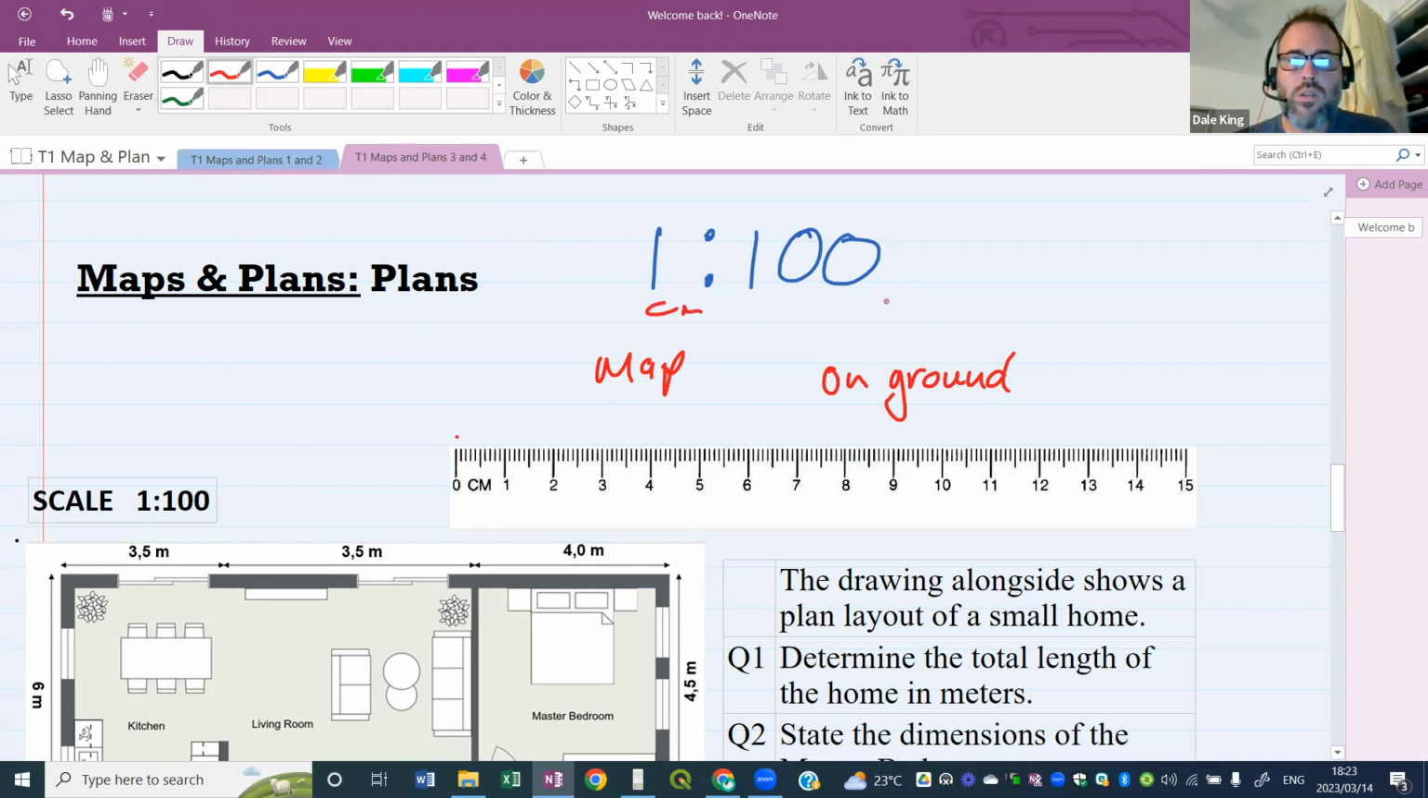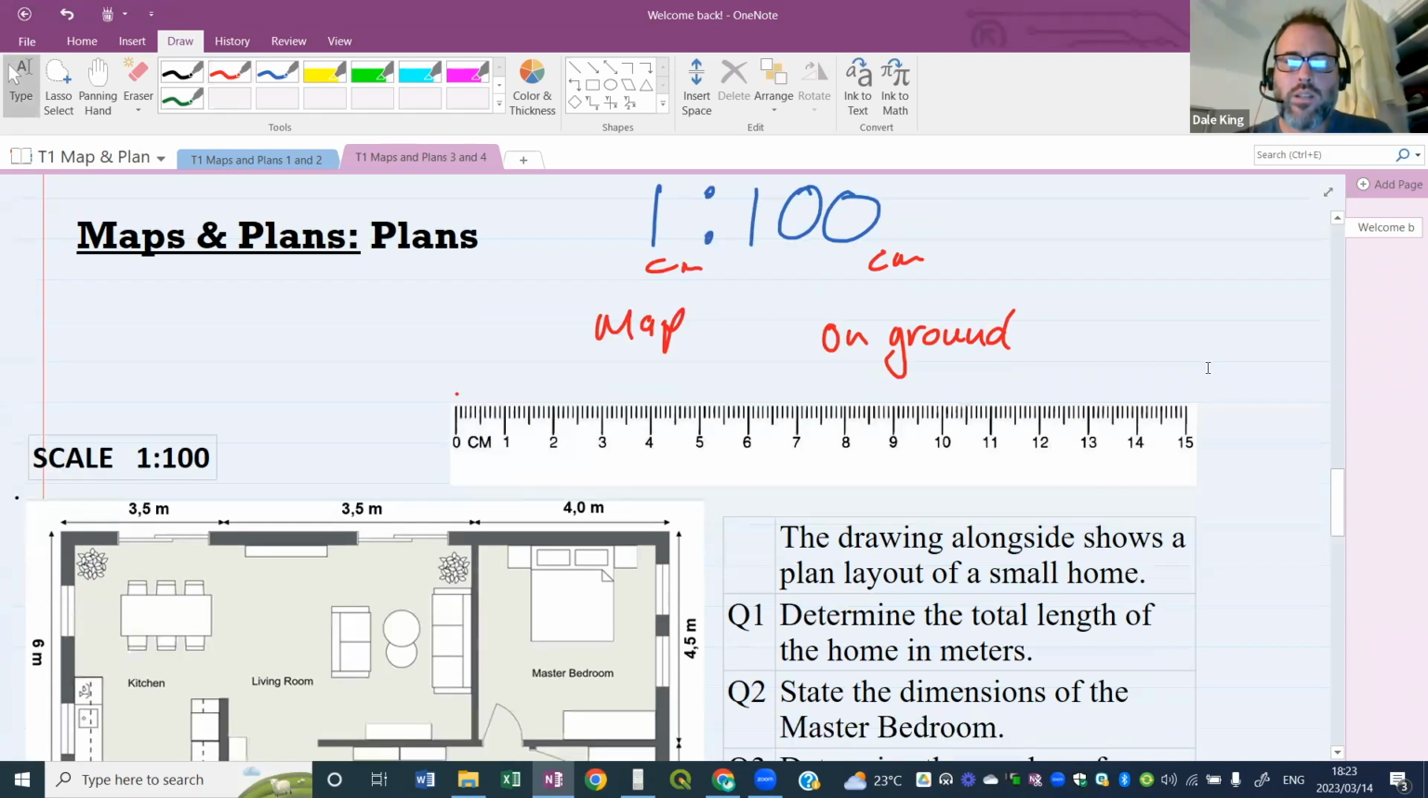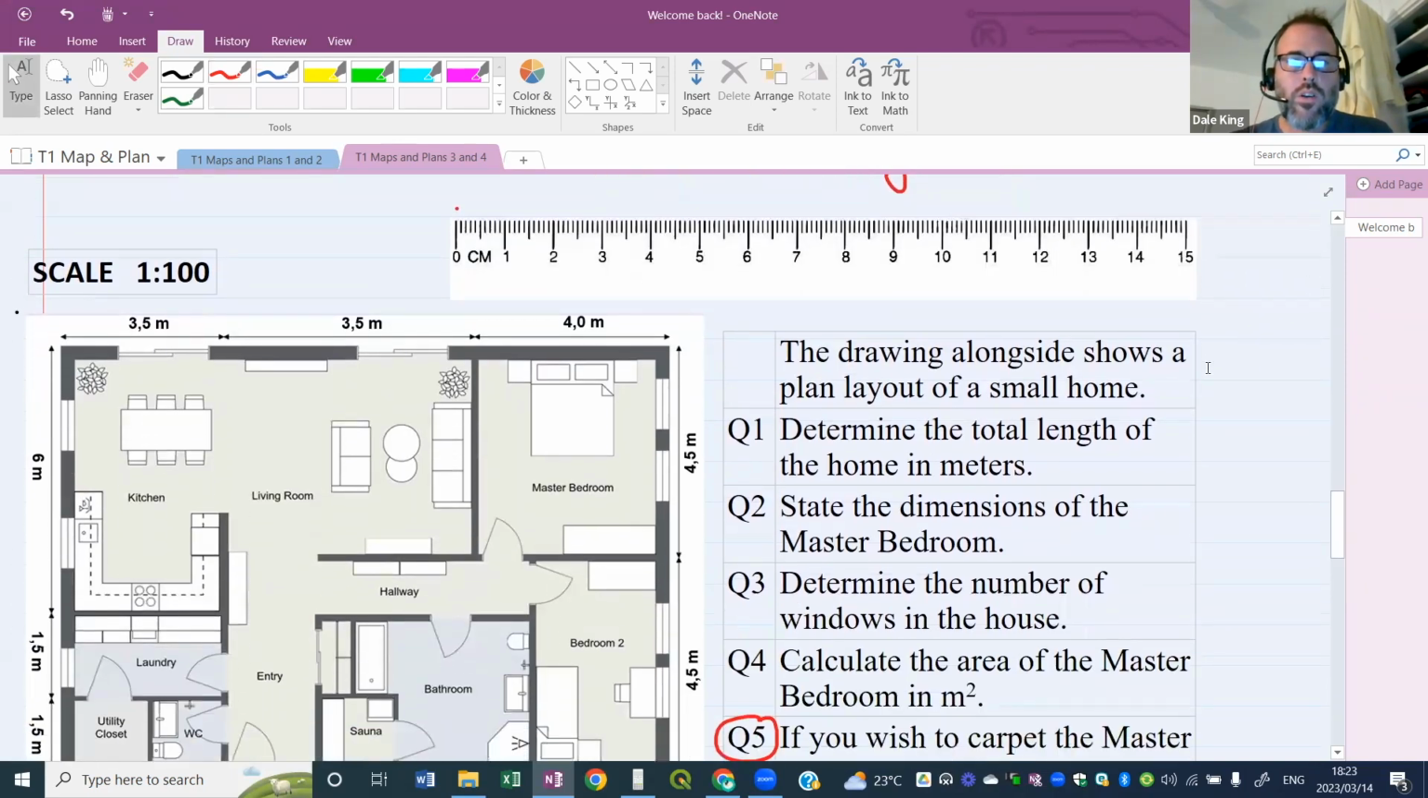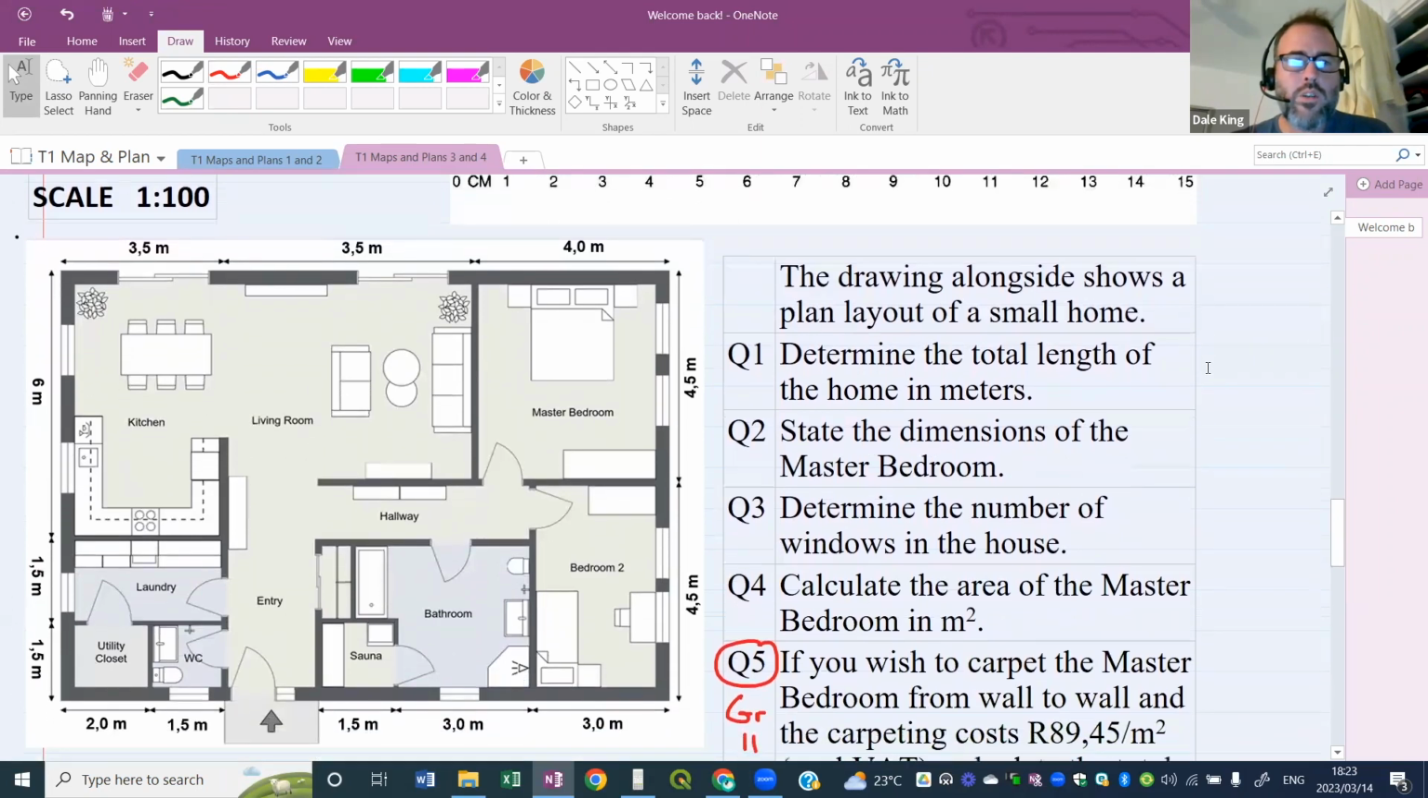So I'm going to use centimeters because I've got a ruler with centimeters. And then once we get the ground centimeters, we can convert them to meters. All right, I hope everyone understands this. Okay, let's have a look at the questions. Now you guys are going to do these ones. So I'll help you with understanding the question, but you're going to do the work.